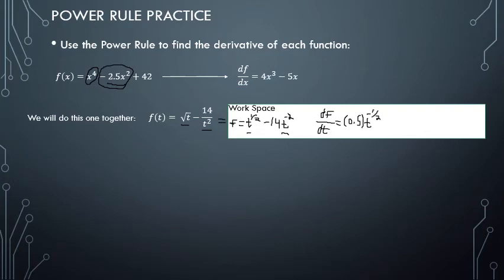And now let's look at the second term here, the negative 14t to the minus 2. So the first thing we want to do is take the exponent and move it down in front and multiply. So our exponent was negative 2.